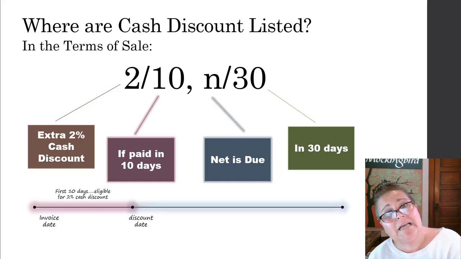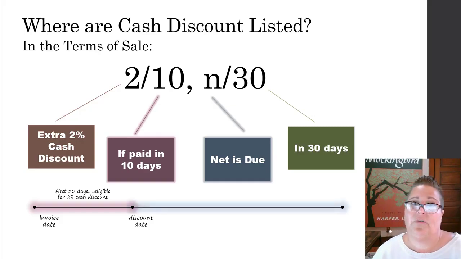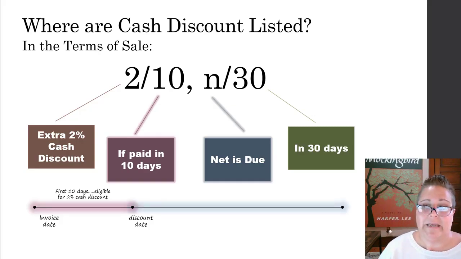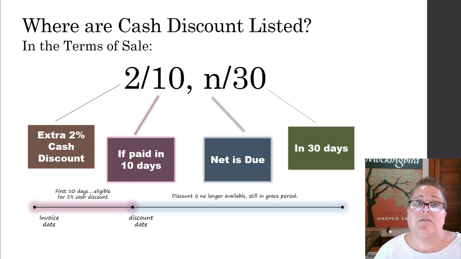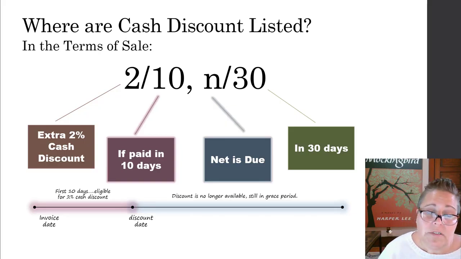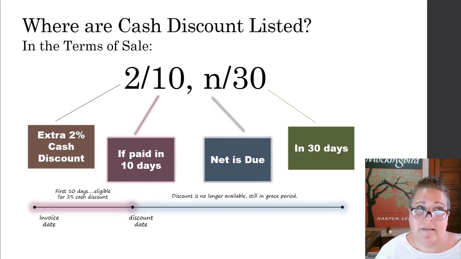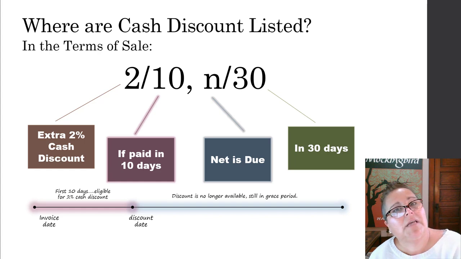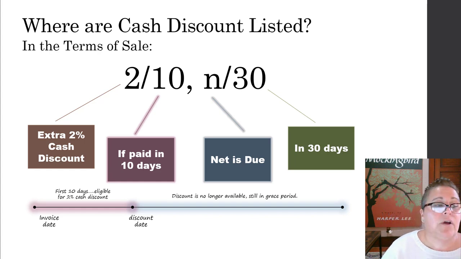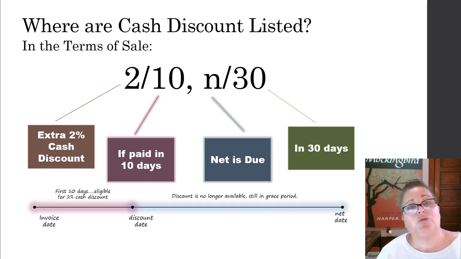Now, the remaining time, which, by the way, is 30 minus 10 or 20 days, the discount is no longer available, but I'm still in the grace period. I still am not going to receive a penalty. I can still pay my bill without the incentive to pay early and without any penalty. This goes from the discount date to what's known as the net date.